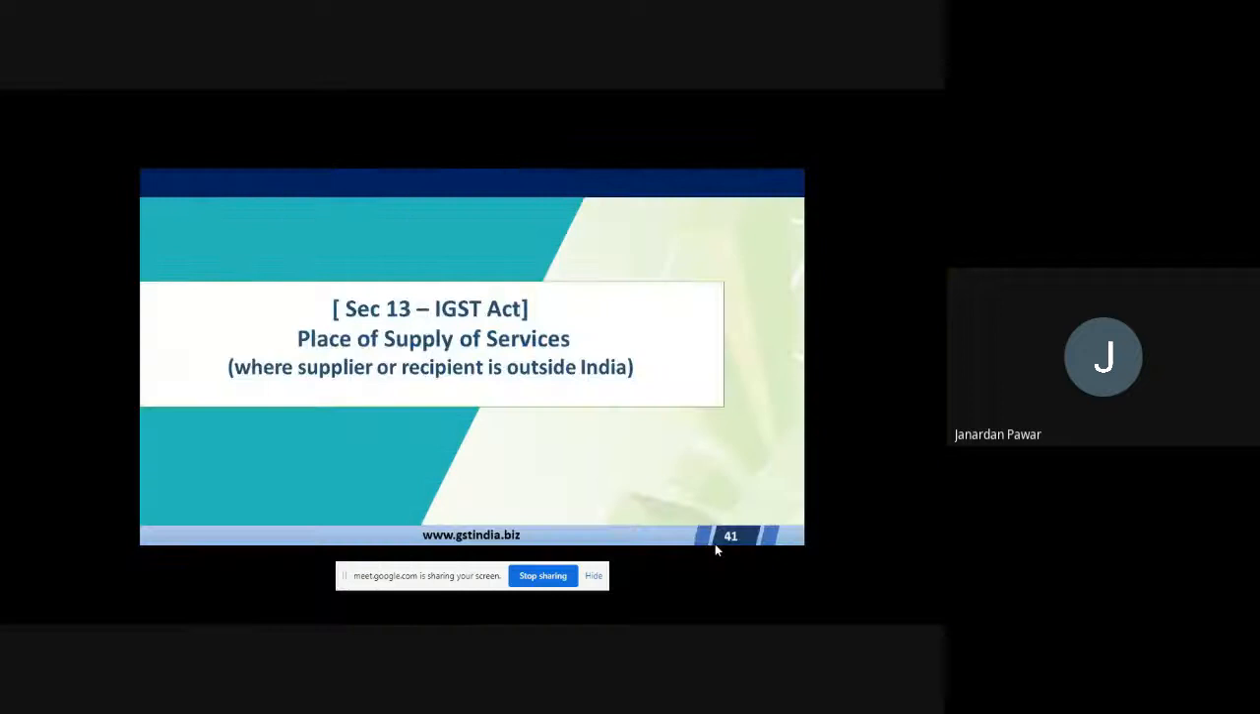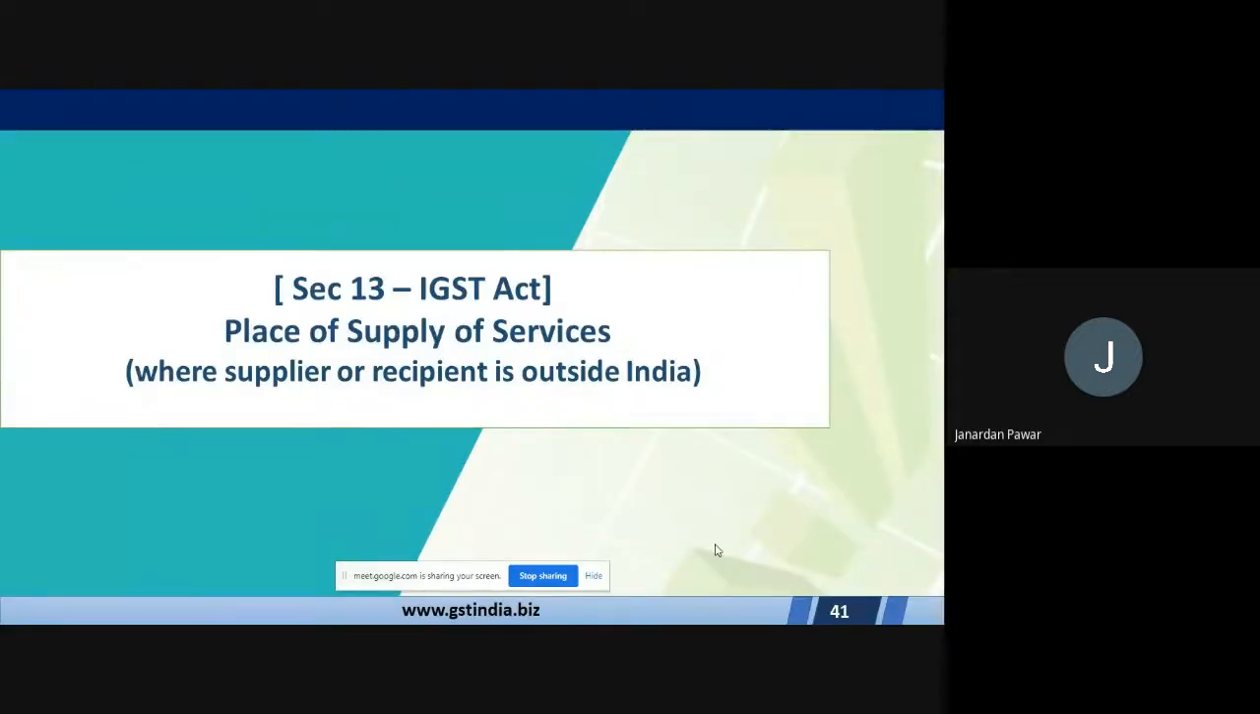We have seen. Now we are going to discuss section number 13 as per the IGST Act 2017. And here we are discussing the place of supply of services. If the services are provided outside India, then what are the provisions we are going to see? Where the supplier or recipient is outside India, out of these two, sometimes the supplier is not from India, it means he is from outside India, or sometimes the recipient is not Indian, or he is from outside India. This is the situation or condition. So in this condition, we are going to see how the place of supply of service is decided.